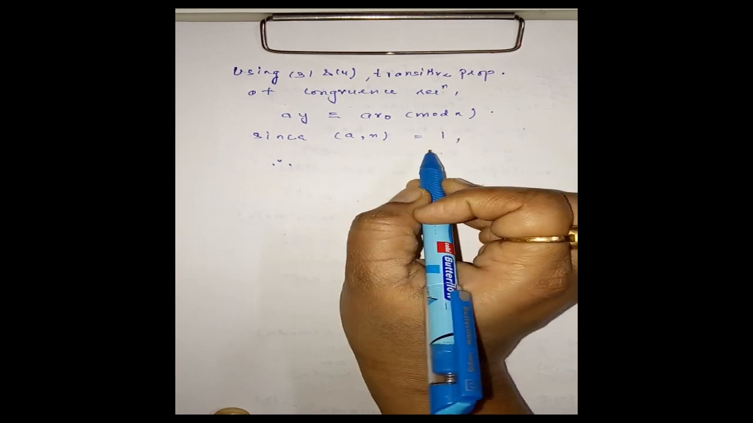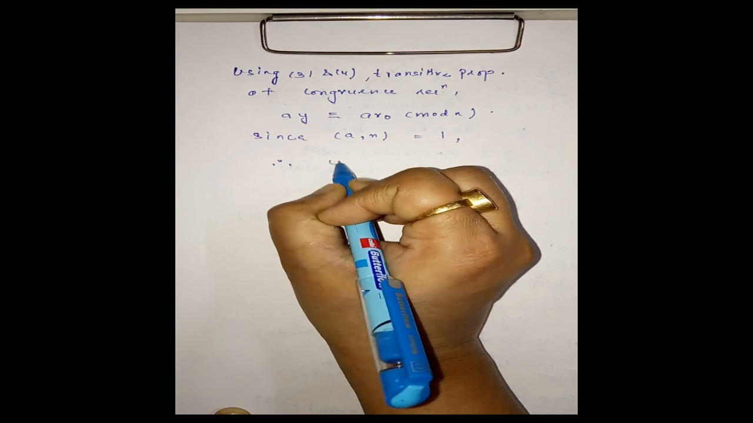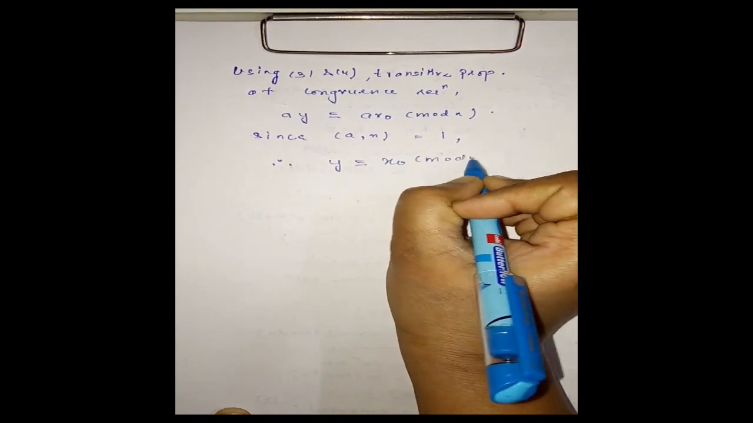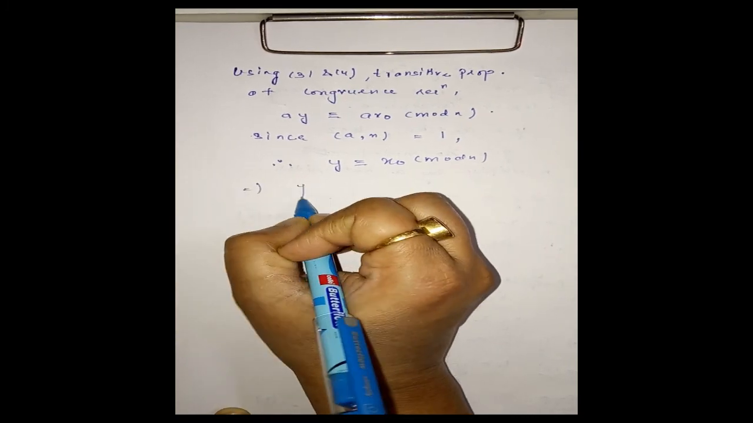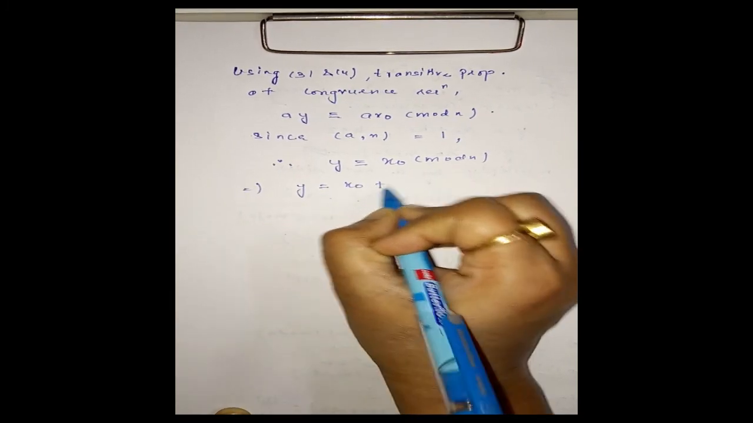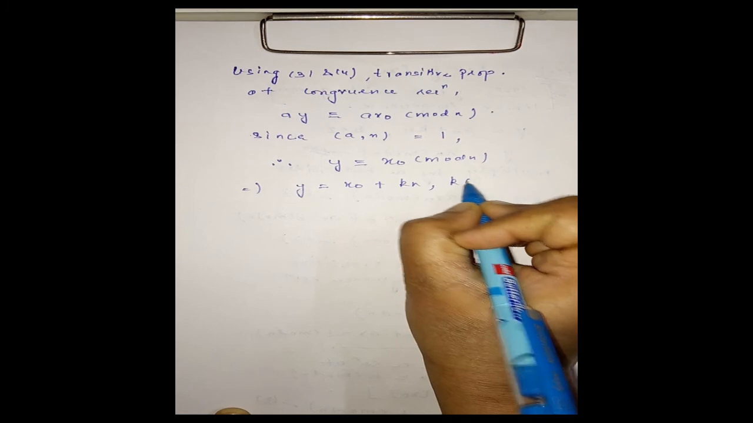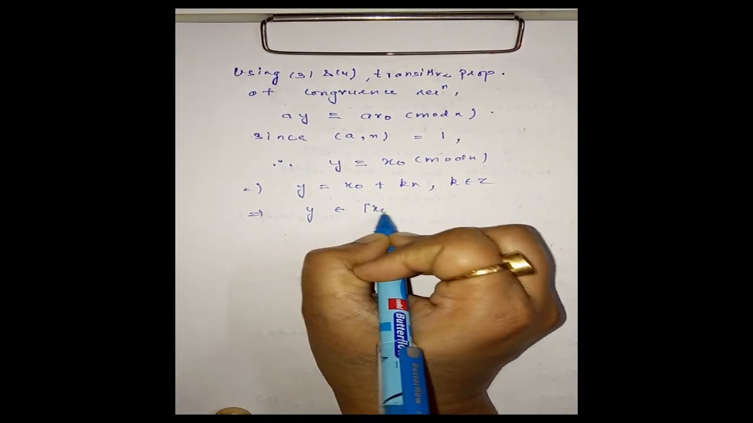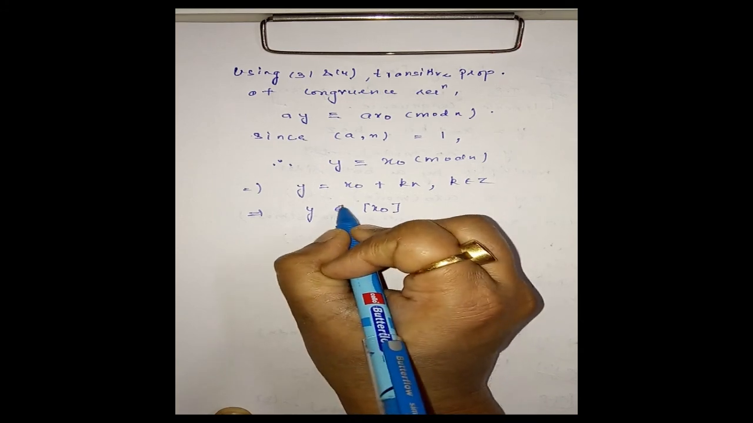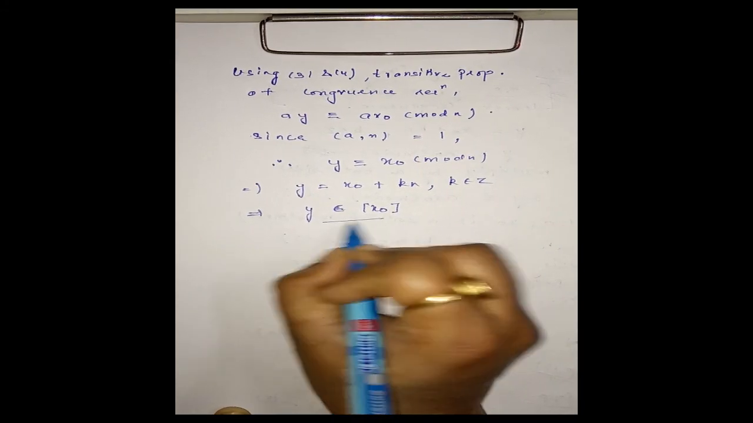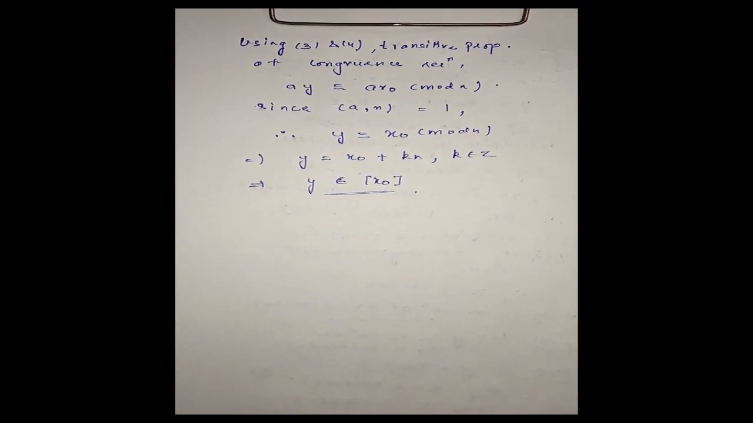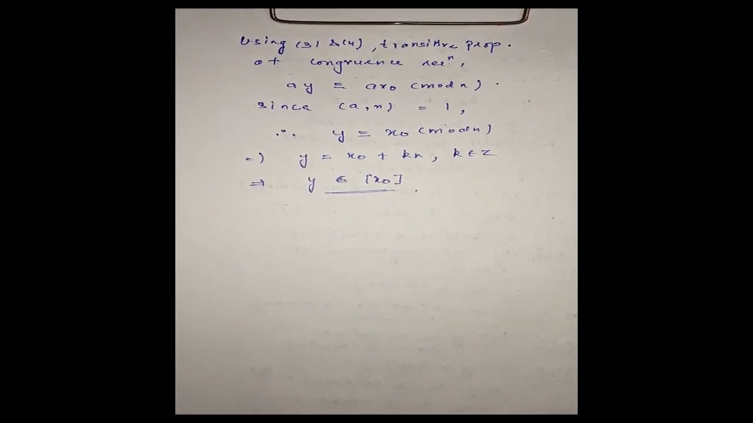We have done this theorem. Therefore, we have y is congruent to x naught modulo n, and this will imply y is equal to x naught plus kn for some integer k, and this will give us y belongs to this set. Hence proved. Step 3 is also proved, hence the theorem. Clear?